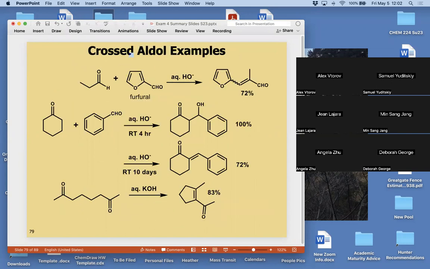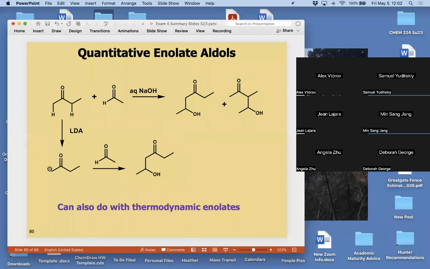Okay, so here are just examples. Again, you can do them crossed, two different ones if you're clever enough. And then if you have two possible enolates, yeah, you've got a problem. So you can do this with LDA and be selective about it, at least as selective as LDA is.